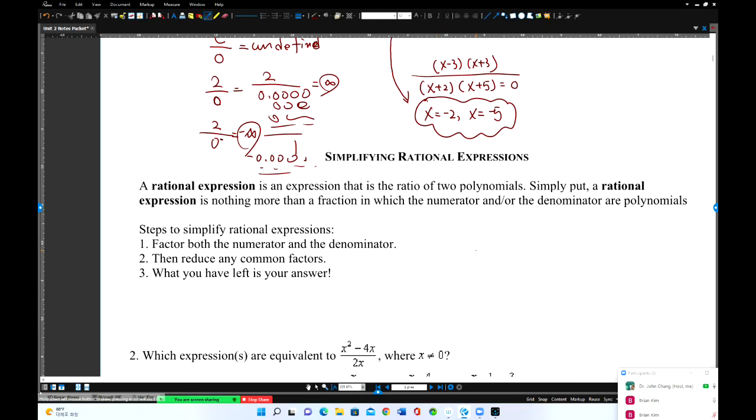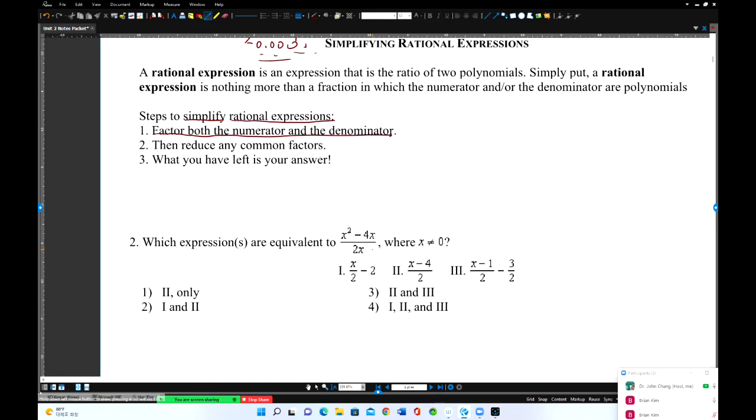Always to check or simplify, you memorize this, okay? Simplify the rational expressions: factor completely the numerator and denominator. After that, reduce by any common factors, okay? That's the answer. But to check for undefined, before you cancel out, you have to check whether the denominator is 0.